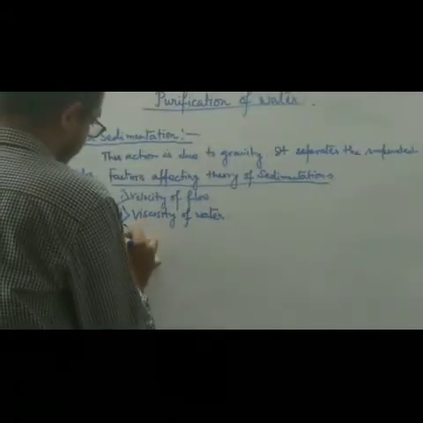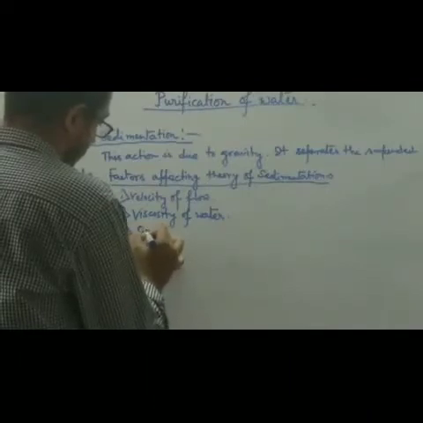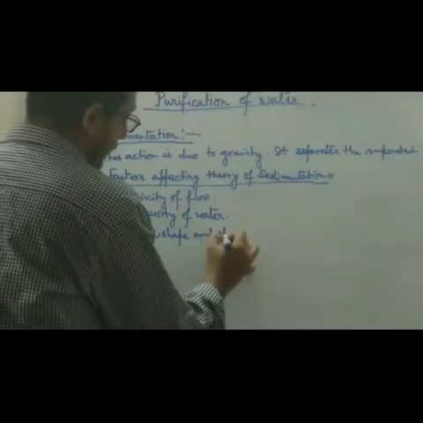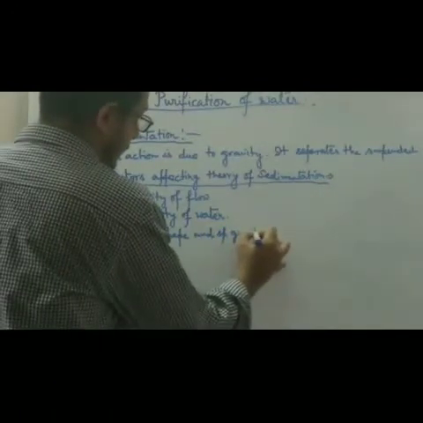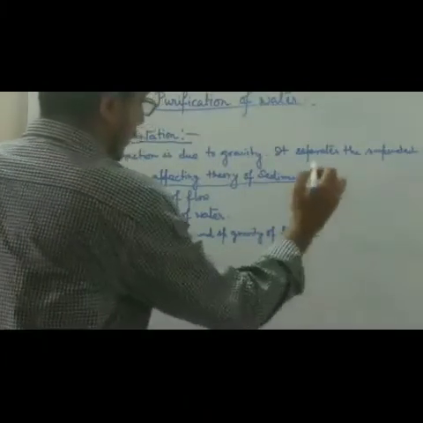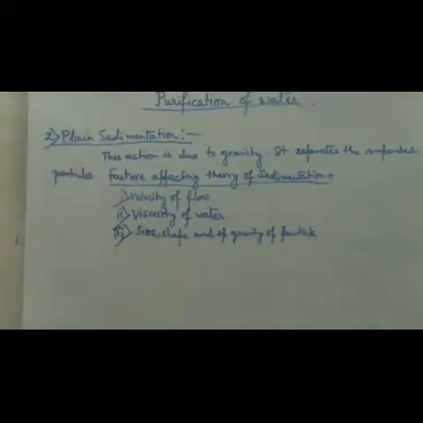So please write down the third thing, that is size, shape and specific gravity of particle. It is also very much important. If the size is bigger, then it will settle down so quickly by the weight of its self-weight. So this is also important, and from this criteria we can conclude by a law that is known as Stokes law.